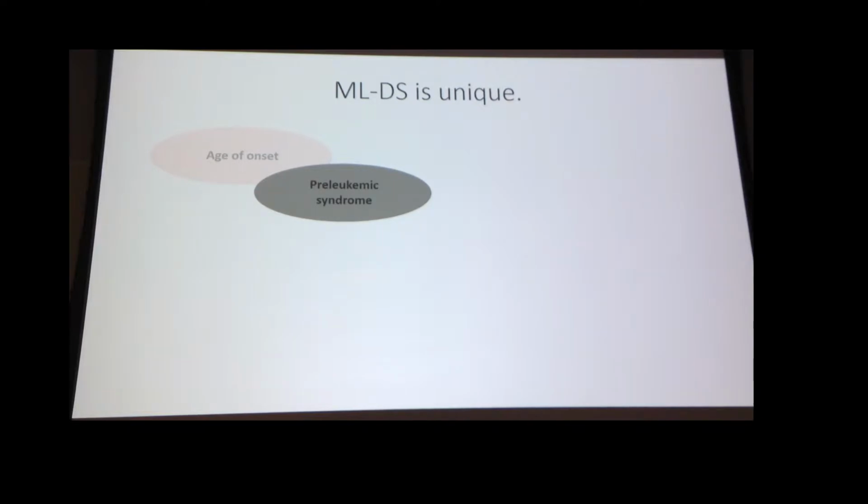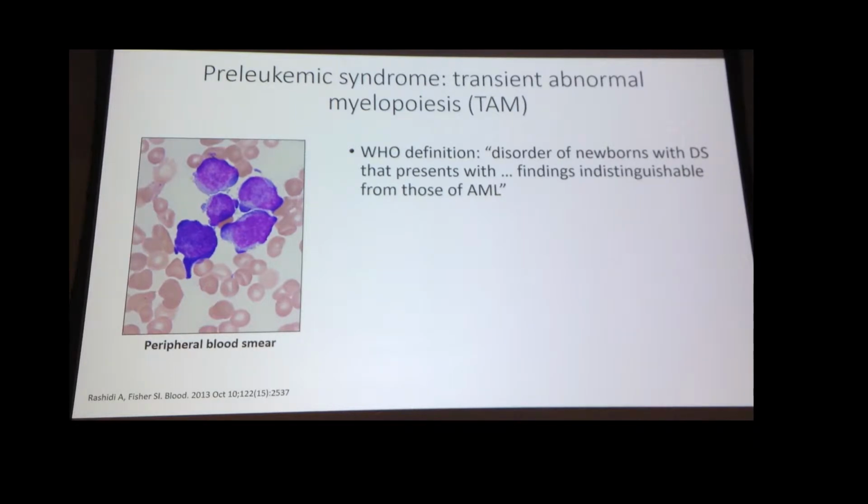Secondly, myeloid leukemia of Down syndrome is characterized by this kind of mysterious transient preleukemic syndrome called transient abnormal myelopoiesis, or TAM. So the WHO definition of this is that it's a disorder of newborns with Down syndrome that presents with findings that are indistinguishable from full-on overt myeloid leukemia.